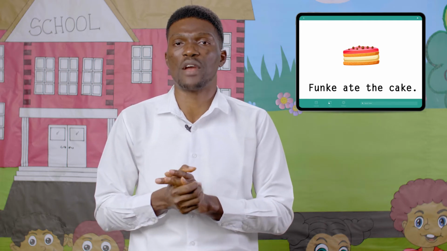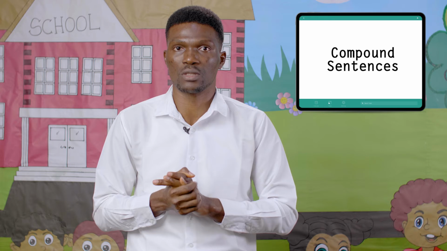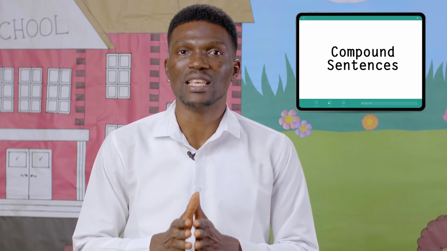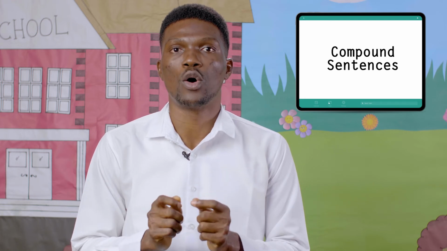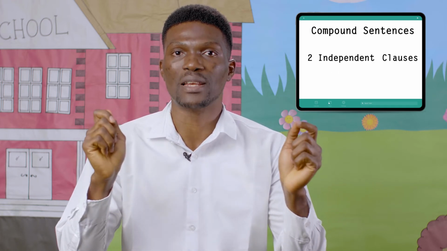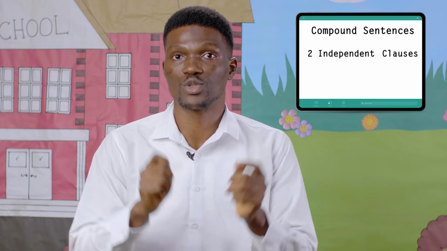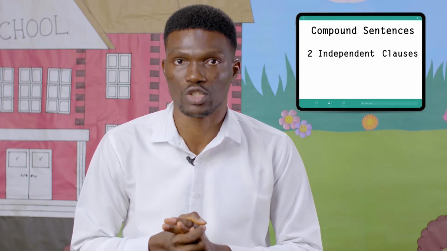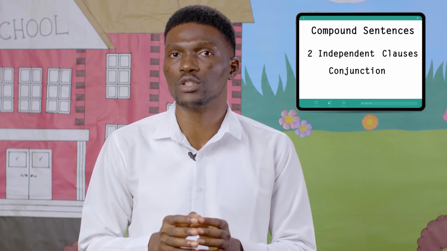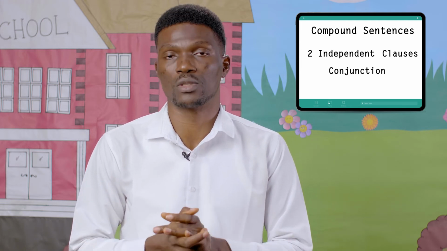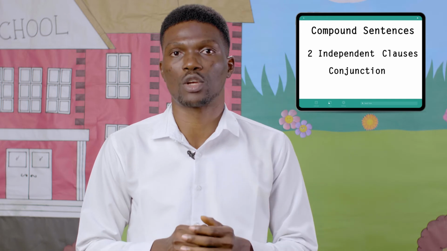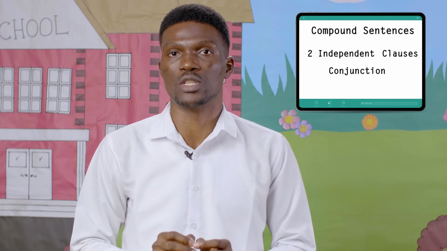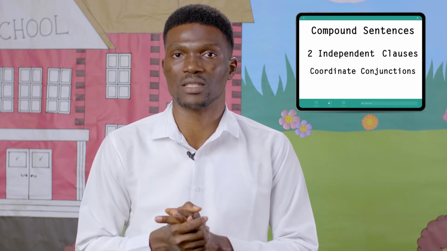Now let's move on very quickly to compound sentences. So what is a compound sentence? A compound sentence is a sentence that consists of two independent clauses. In other words, two simple sentences, but joined together with a conjunction. You will learn about two types of conjunctions that are used. We have coordinating conjunctions and subordinating conjunctions. When we talk about compound sentences, we mainly use coordinating conjunctions.